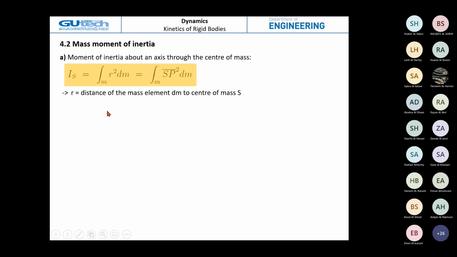Now, by definition, it is this one. IS at the center of weight, and also at any point, is only the integral with respect to the mass of r squared dm. In our case, for the center of weight, r is the distance between the point S and P.